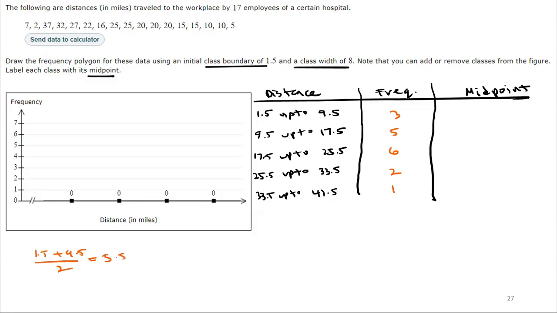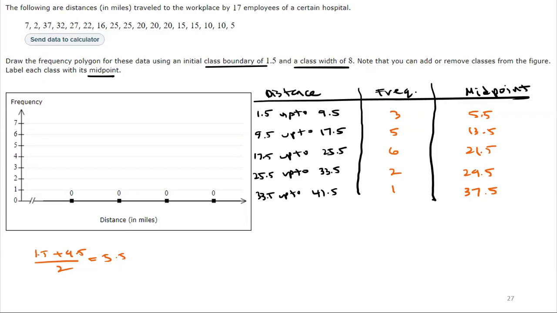Okay. So we do that for each of these rows. So we'll have 5.5 here, 13.5 here, 21.5, 29.5, and 37.5. Okay. All right. And notice we have 1, 2, 3, 4, 5 midpoints, and we only have 1, 2, 3, 4 given.